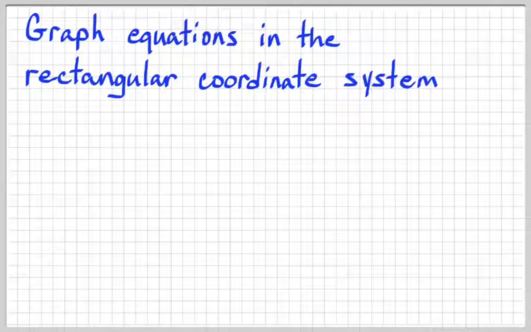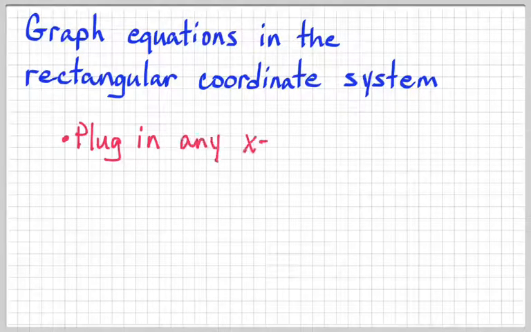In this lesson, let's look at how to graph equations in the rectangular coordinate system. The last time we talked about how to plot points, and this time, instead of having a list of points given to us, we're going to have an equation that has an x and a y in it. So we'll have to come up with our own x, y points to plot.